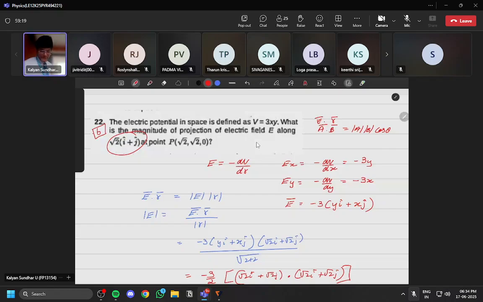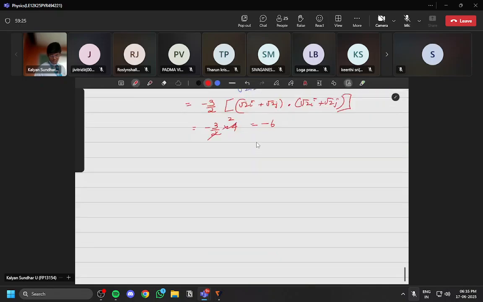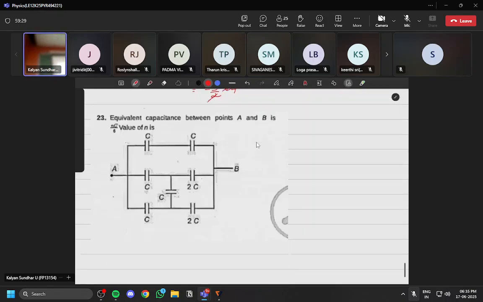This is question number 22. In 22 also many of them made the error. Yeah, this one is easy.